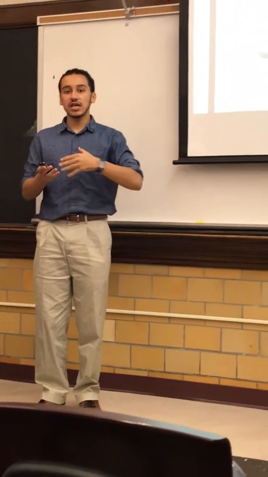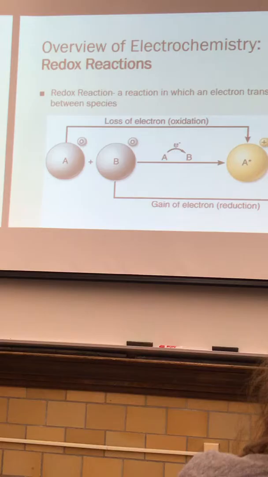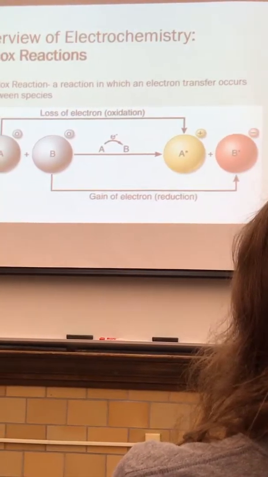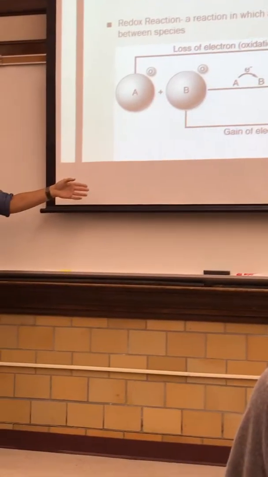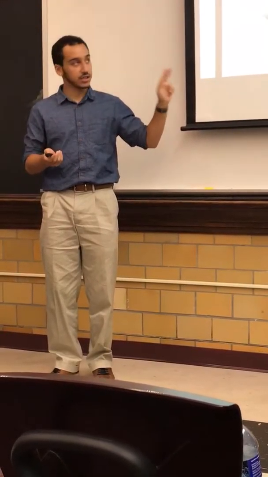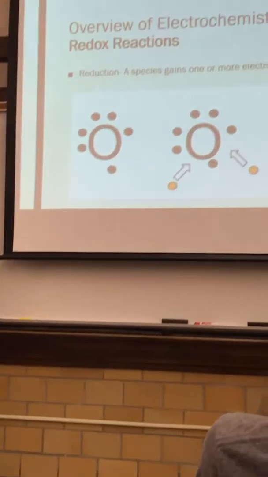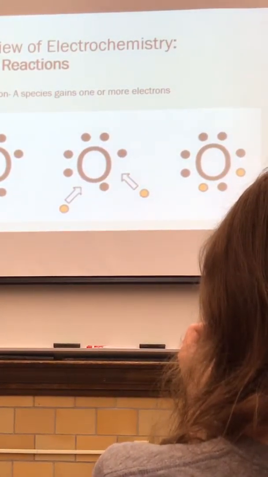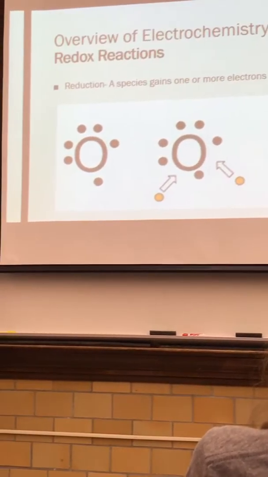A redox reaction is what I was talking about, an electron transfer reaction. And like it says, transfer between the two different species. And here we have a diagram of a redox reaction. They're composed of two parts, reduction and oxidation. So the first part, reduction, is when one of the species gains an electron. Normally this is from another species that it is reacting with.